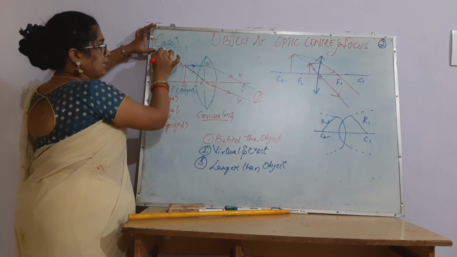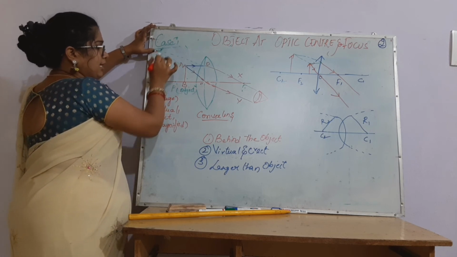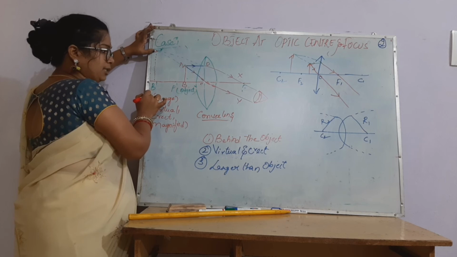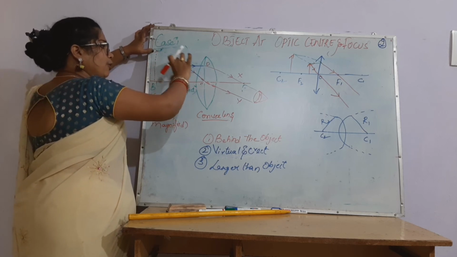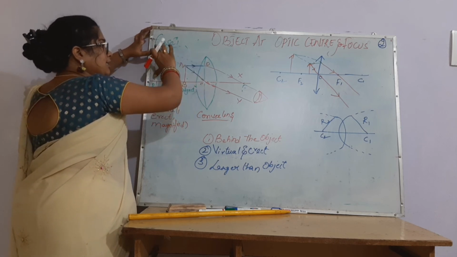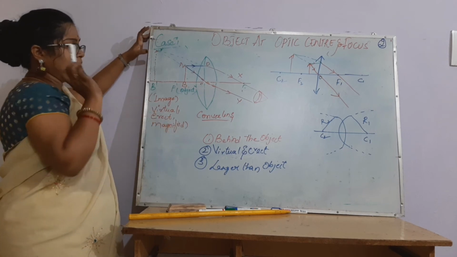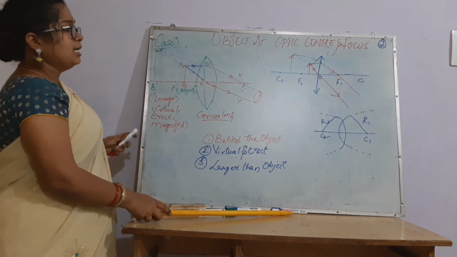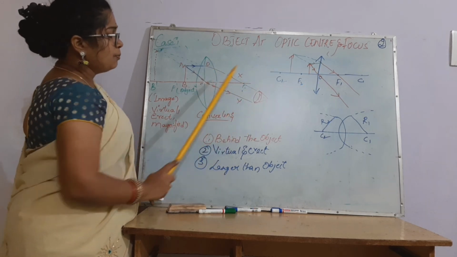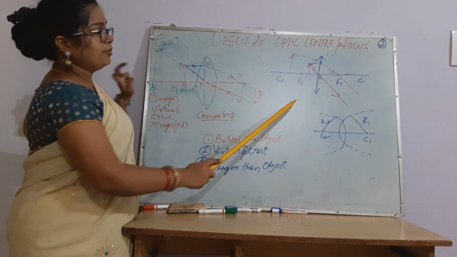A dash, B dash is the image, and an erect image is formed, and it is larger than the object. The image is virtual, erect and magnified. The same case is this. This and this, the same case. But the shape of this, I have drawn it like this.